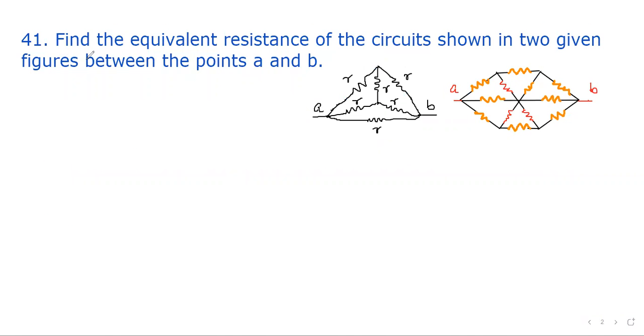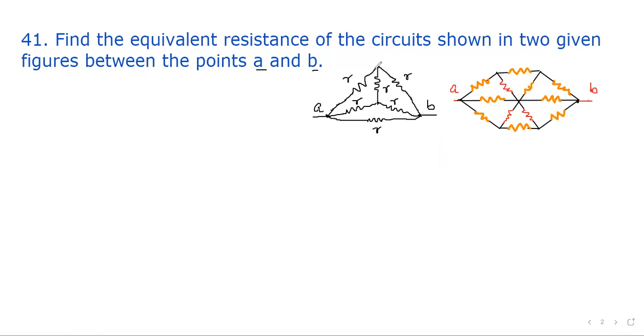Question number 41. Find the equivalent resistance of the circuit shown in two figures between the points A and B. Here this point is A, this point is B. Now we consider the first figure. So what do we observe?